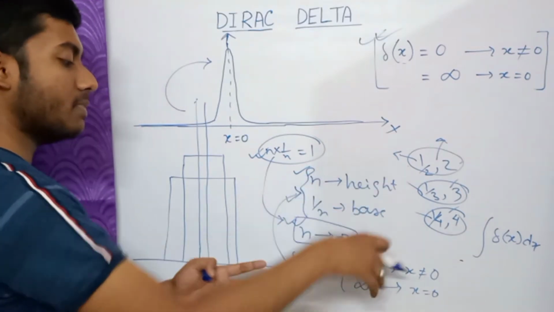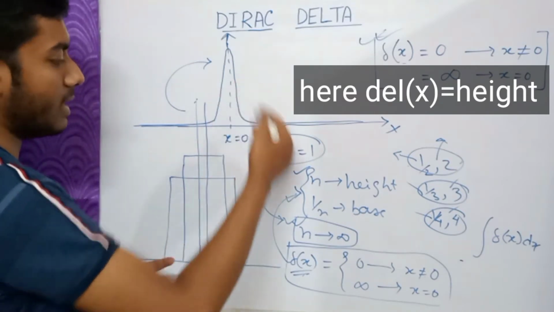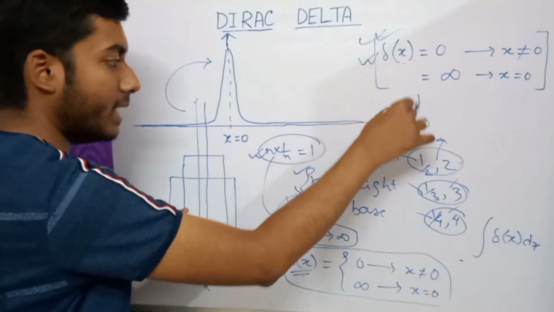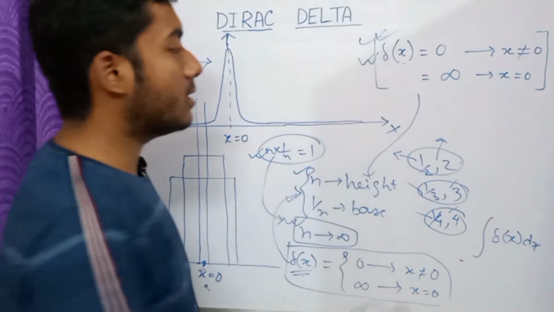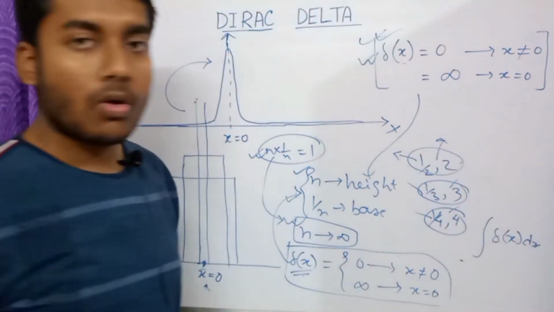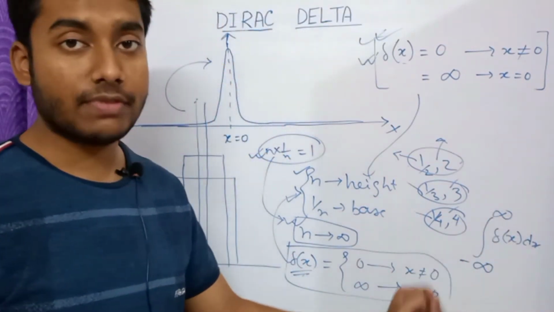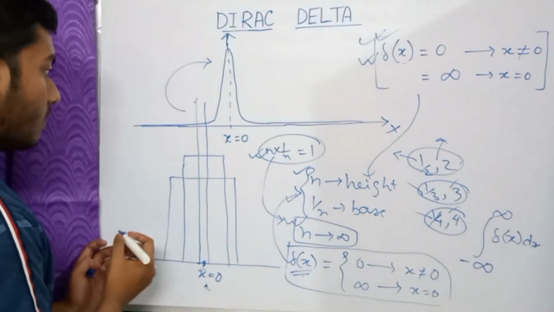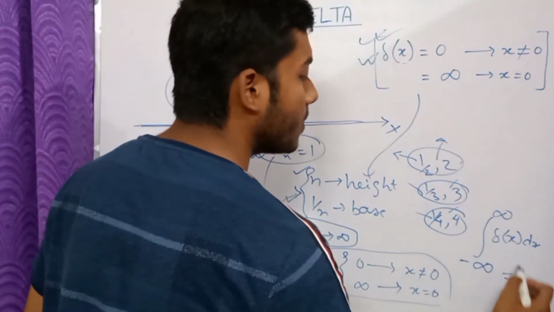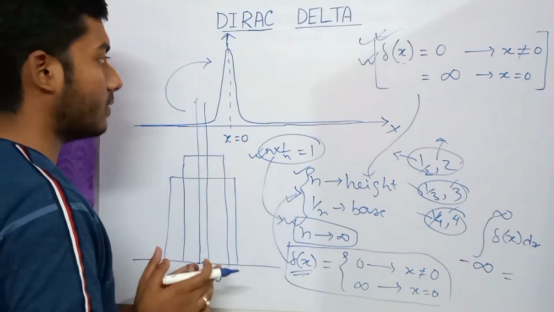This function is represented by the Dirac delta function, as we have discussed previously, and these conditions will be applied here also. So when we integrate delta x dx over the range minus infinity to plus infinity, that is, over all the range, then what will we get? We will get nothing but the area under the curve.